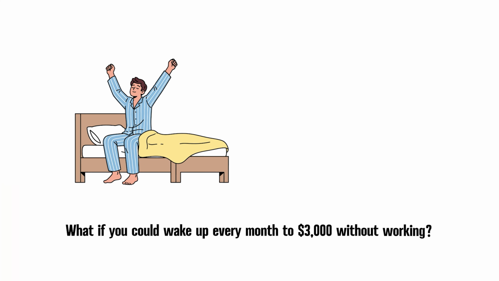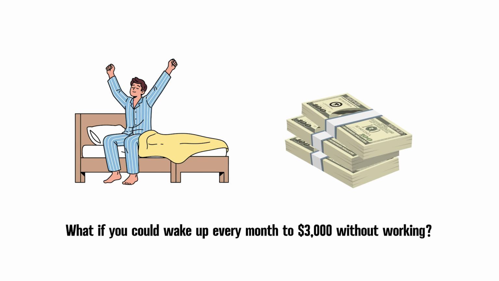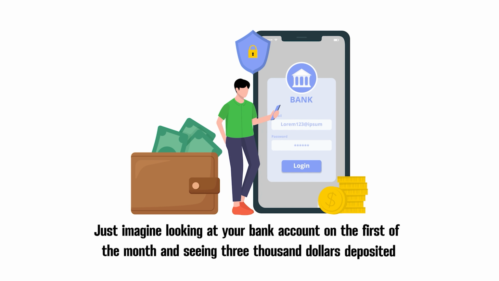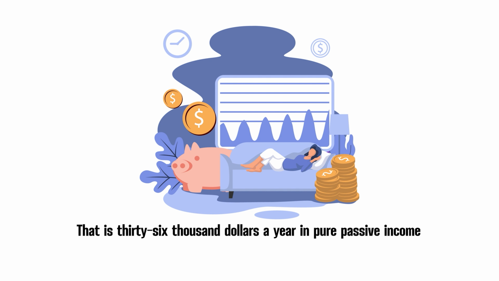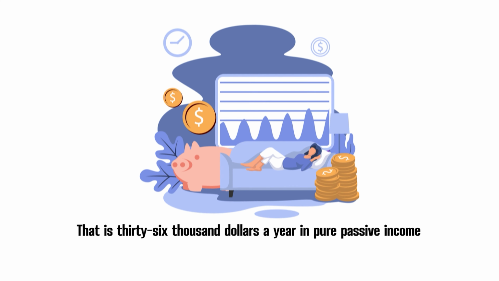What if you could wake up every month to $3,000 without working? Just imagine looking at your bank account on the first of the month and seeing $3,000 deposited, and you didn't have to trade a single hour of your life for it. That is $36,000 a year in pure passive income.